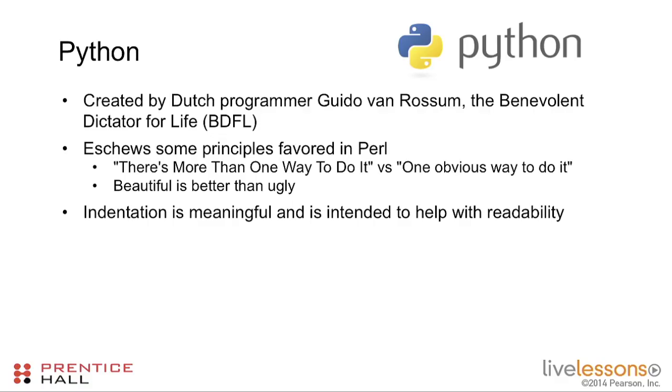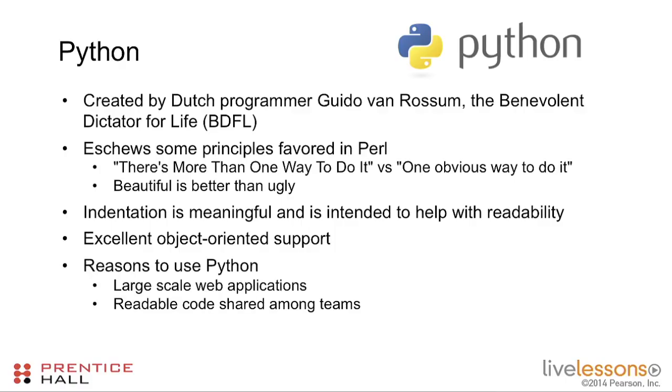So if you have a line and the line below it is indented by a few spaces, that means something in the Python language. Python has excellent object-oriented support. It's used in large-scale web applications and is great for sharing readable code among a large team.